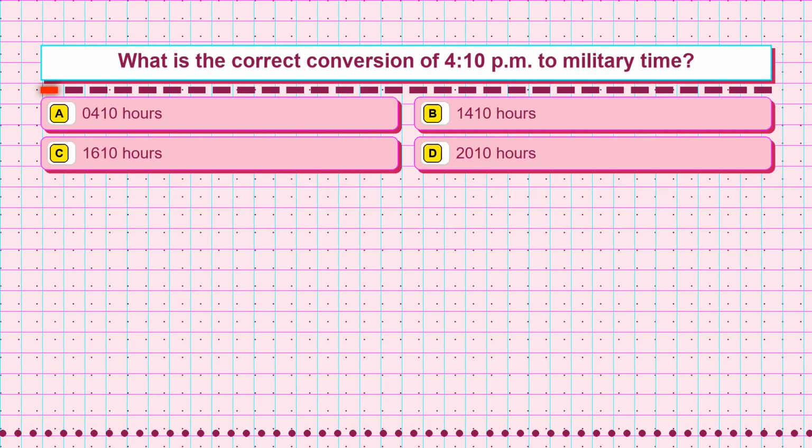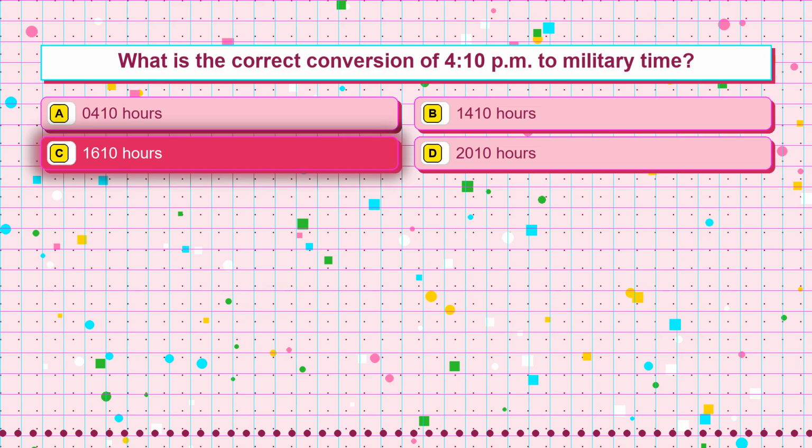Question 48. What is the correct conversion of 4:10 p.m. to military time? Option A is 0410 hours. Option B, 1410 hours. Option C, 1610 hours. Option D, 2010 hours.